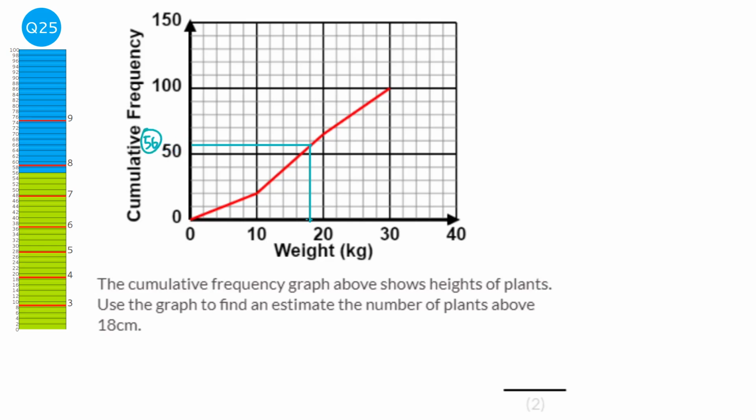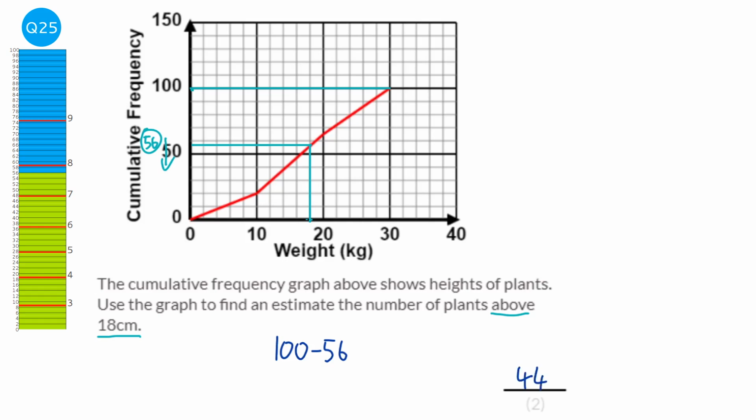Now that's 56 below. There are 56 values below that. But this is asking us to find the ones above 18. So if there's 56 below, look at where it goes up to. It goes up to 100. That's the maximum. So all we need to do is 100 minus 56. We're basically finding the amount that's above it, so this amount here. And when you do 100 take away 56, you get the answer of 44.